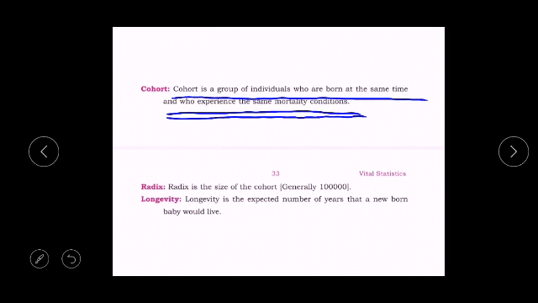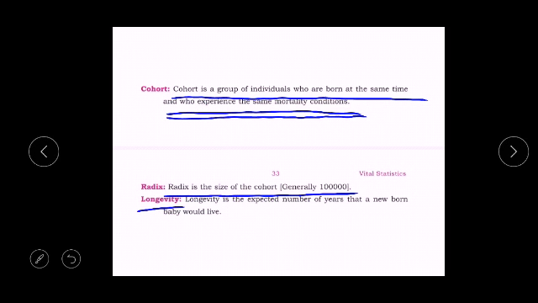Next comes radix. Radix is the size of the cohort. Radix tells us how many people there are in a life table, that is, in a cohort. Generally 1 lakh individuals are taken in a cohort, so radix is generally 1 lakh. Then the next point is longevity.